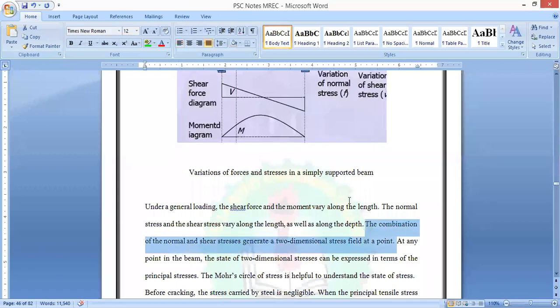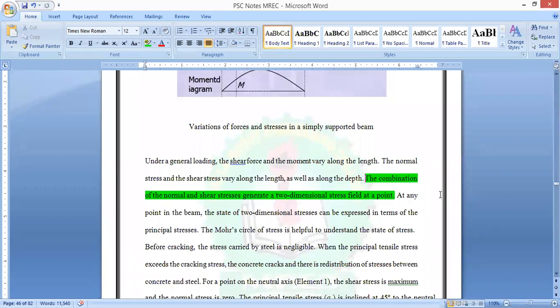Very, very important. Okay. So in such a situation, due to the combination of these two stresses, one is the normal stress which is due to the direct load, the other one is shear stress which is due to the lateral force. Okay, so the two-dimensional stress field will develop at that particular instant, or at a particular point. So at any point in the beam, the state of two-dimensional stress is going to be expressed in terms of principal stresses.